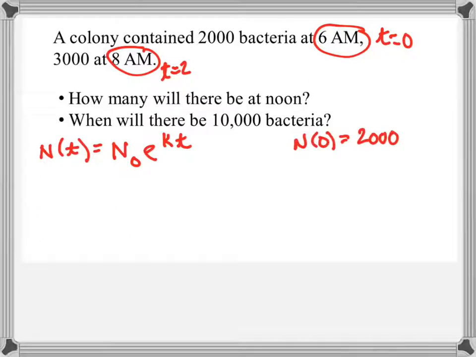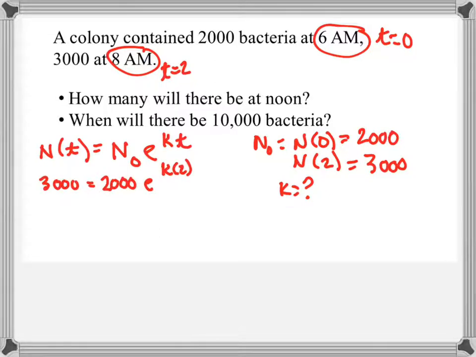So then we have N of 0 equals 2,000, N of 2 equals 3,000, N of 0 is the same as N sub 0. So how many will there be at noon? We will get to that in a moment because we do need to find, at this point we would have two unknowns. We would not know k, so let's find k using the information that we are given.